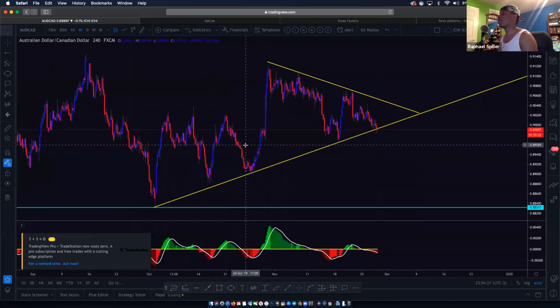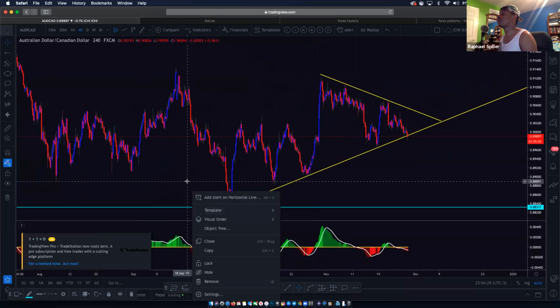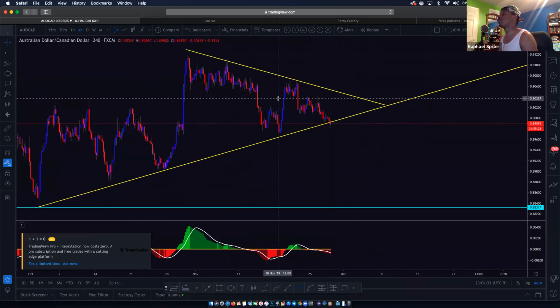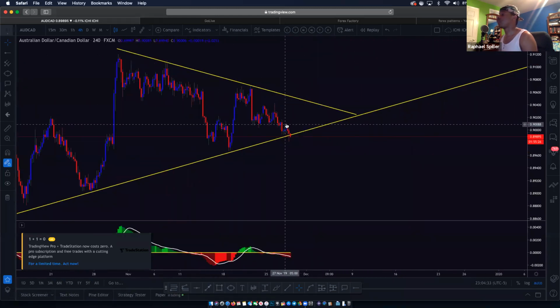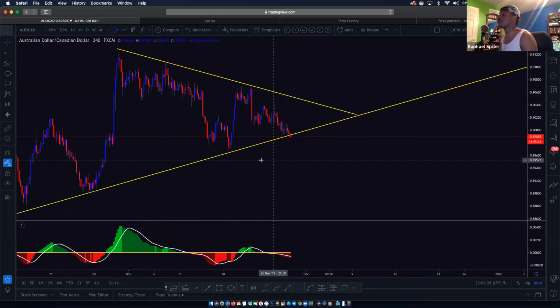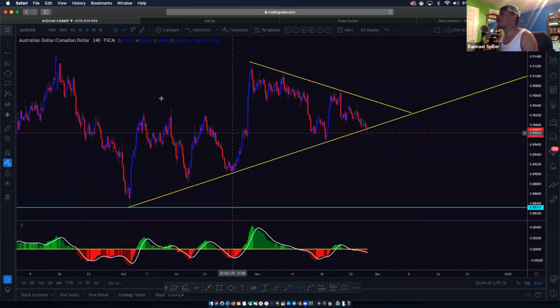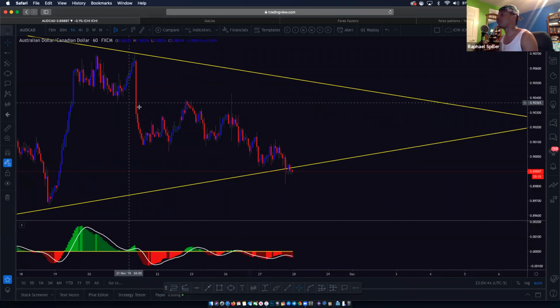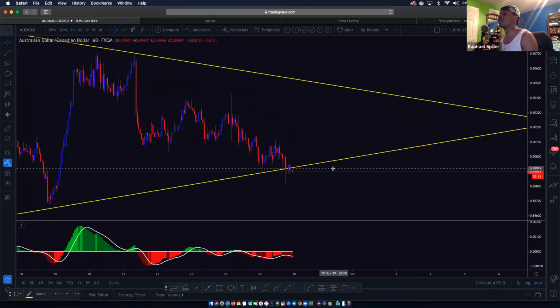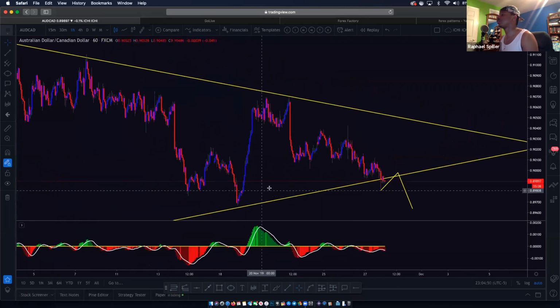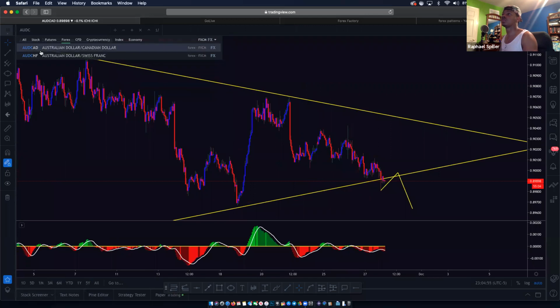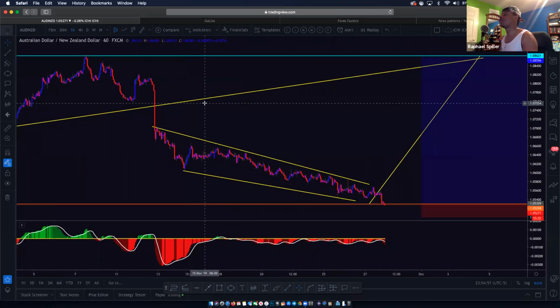AUD CAD. AUD CAD, I was expecting this to actually go up, but it looks like it's trying to drop, which kind of is cool for me because I'm expecting AUD JPY to drop. So that's cool. So let's see. What I would be waiting for is pretty much just another flag and then take that sell. That's the only thing I would be waiting on for AUD CAD. Pretty simple, right?